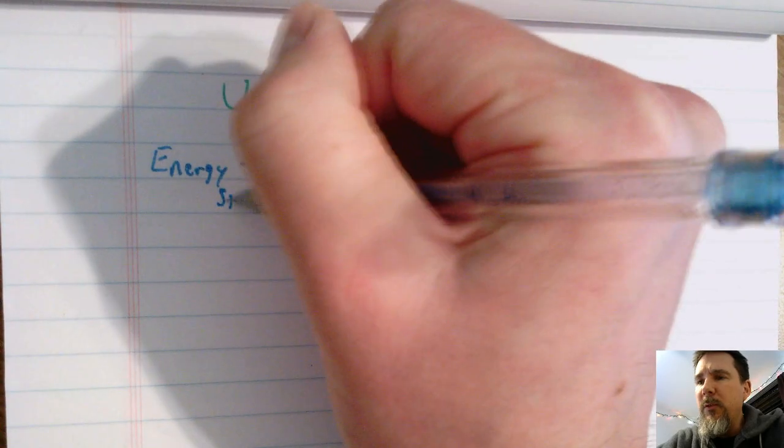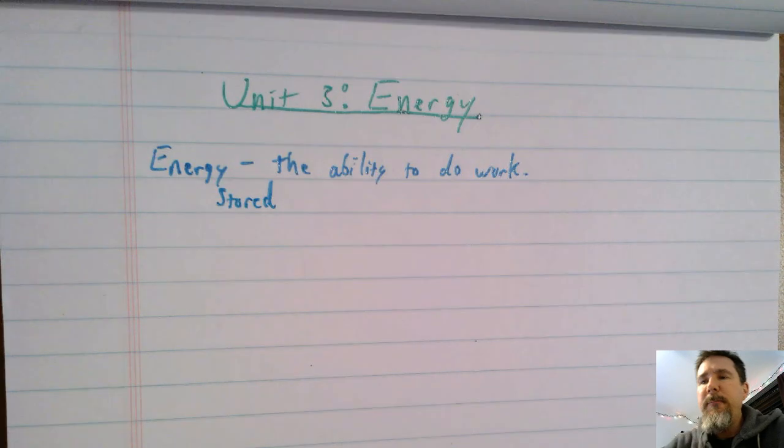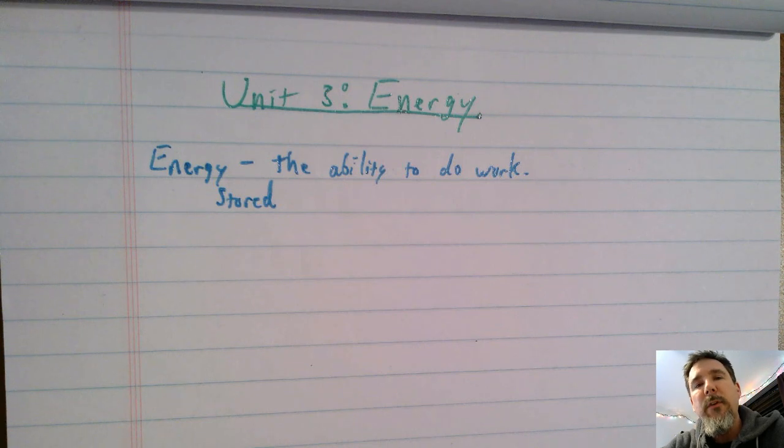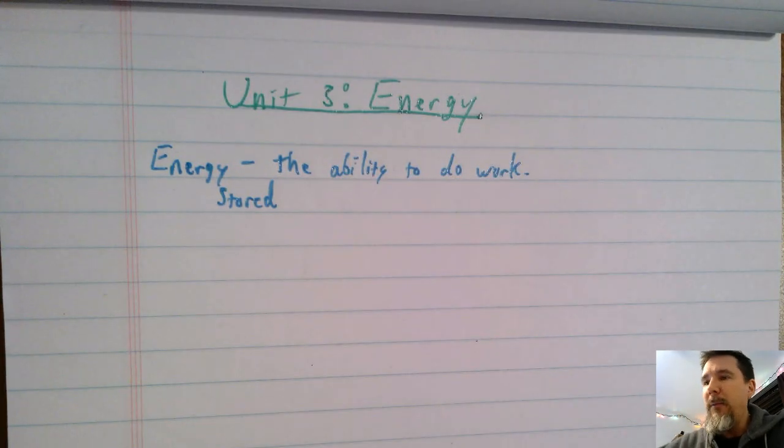So there's stored energy. That's your potential energy. So there's elastic potential where you store energy in a spring or rubber band. And then they're stored gravitationally, where you just lift things up high, and then they're going to do something, and that something is move.